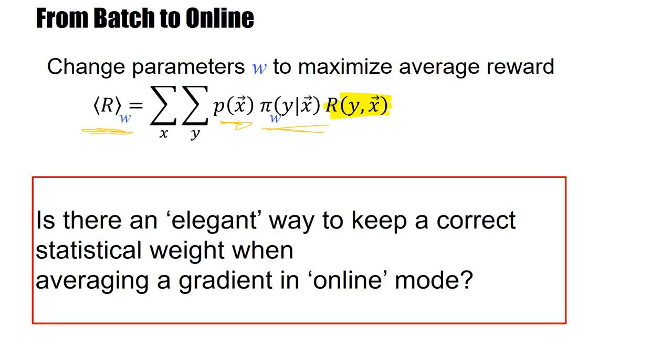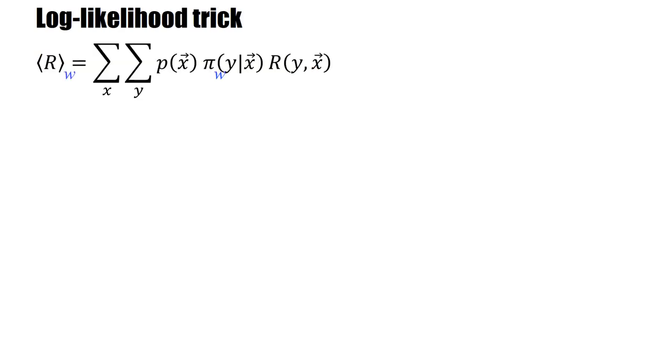Now the question is: is there an elegant way to keep a correct statistical weight when we average in the online mode? We will have a gradient. We have to average over the gradient in an online mode. And this is what we are going to do now.